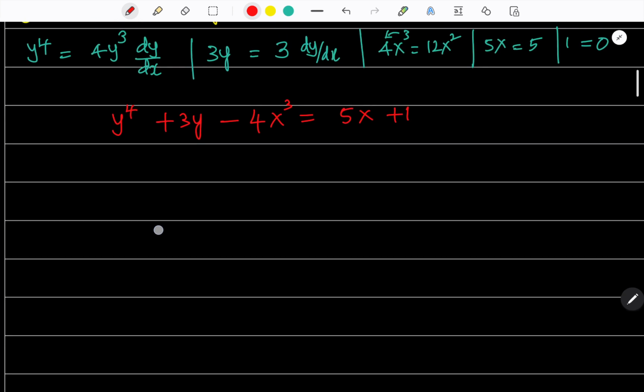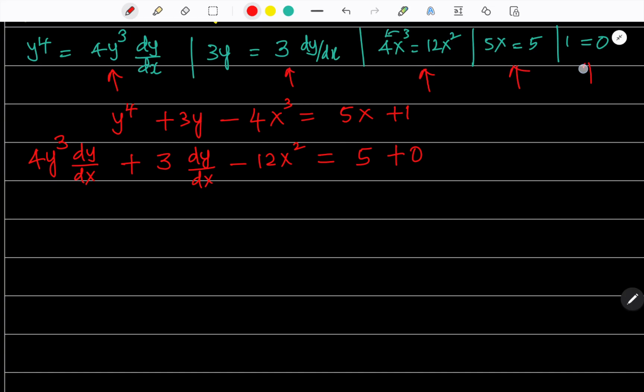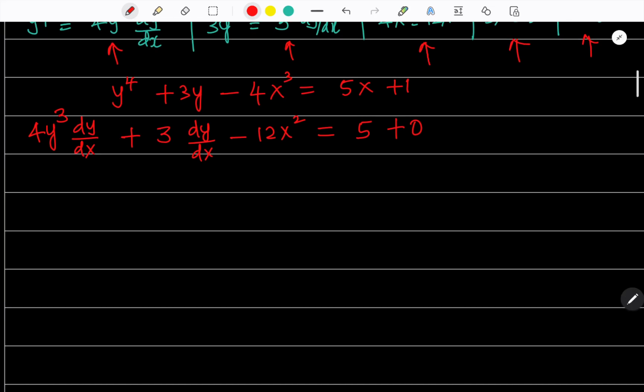y to the power 4, derivative is what? Just now I did it. You can see here: 4y cubed dy by dx plus 3 times dy by dx, minus 4 into 3, which is 12x squared, equals 5x, derivative is 5, and 1 derivative is 0. All the things I did here, you can check it out, one by one. Right. What is my question?